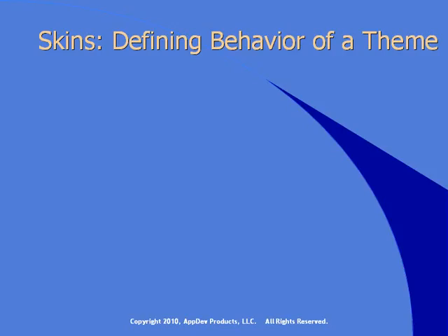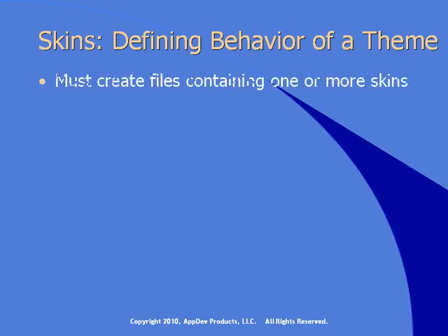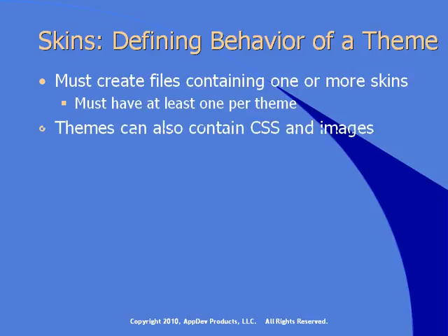To create a theme, you must create files containing one or more skins. There has to be at least one of these per theme. You saw in our demonstration that you can have one or two or multiples, but you've got to have at least one. Themes can also contain CSS files and images, and skins define the behavior of controls. So you've seen all of that fly by in our demonstration. We'll look at it in more detail as we work through the sample.